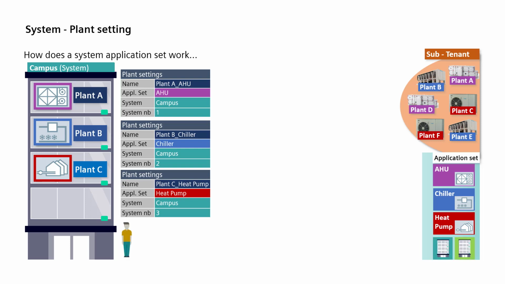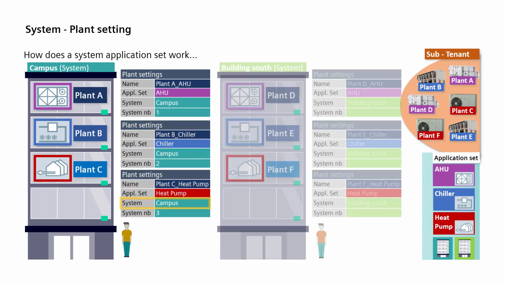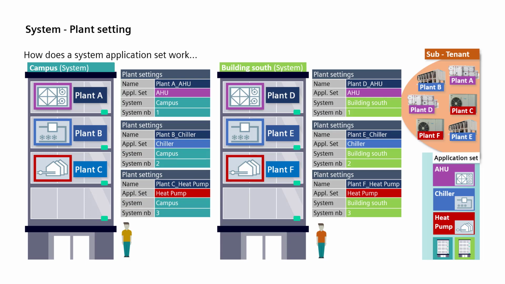The plants in the building can be grouped into one system. This helps the building manager to get consolidated notification information. Grouping plants into a system requires that the plants are assigned to the same system. Each building could represent a separate system.